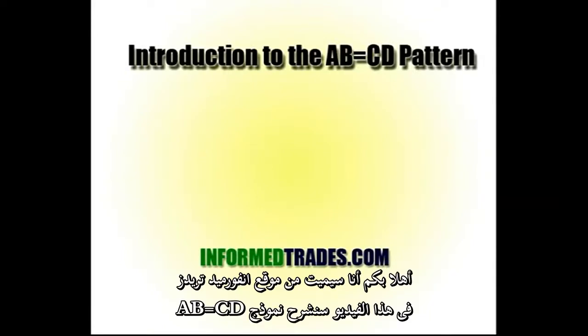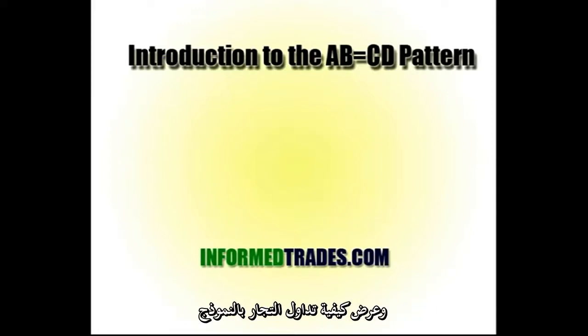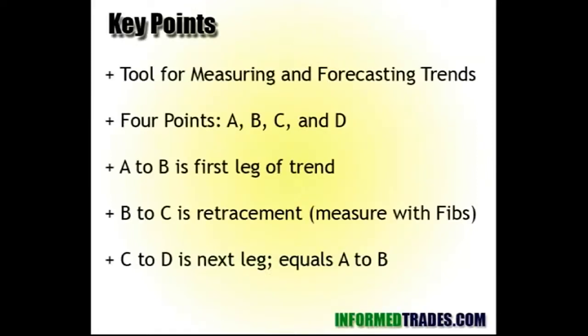In this video I want to review the AB equals CD pattern, a basic technical analysis pattern used to measure and trade trends. We'll review that and how traders can use it. Key points: it is a tool for measuring and forecasting trends.